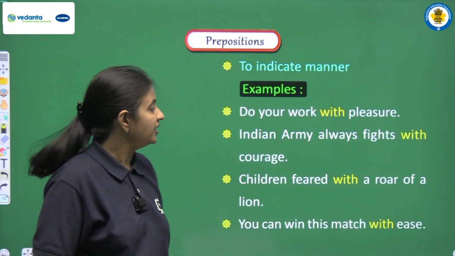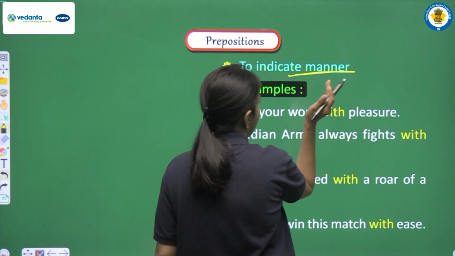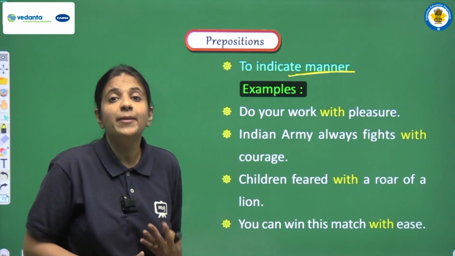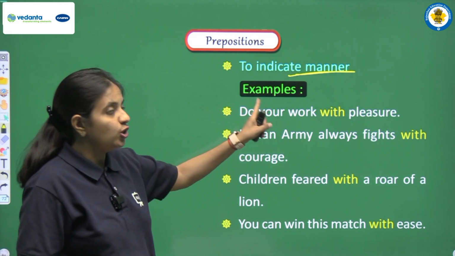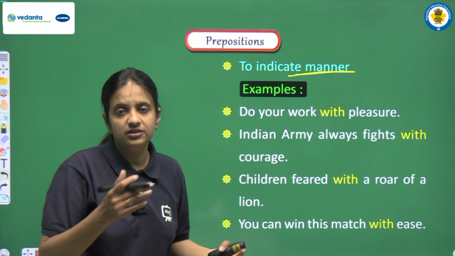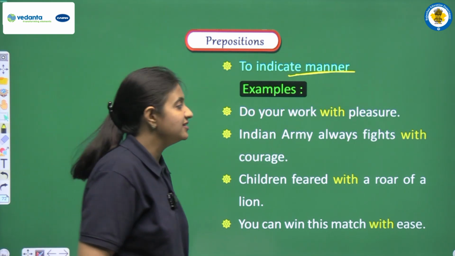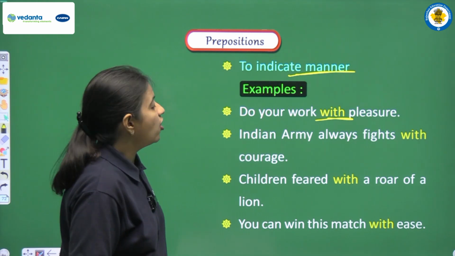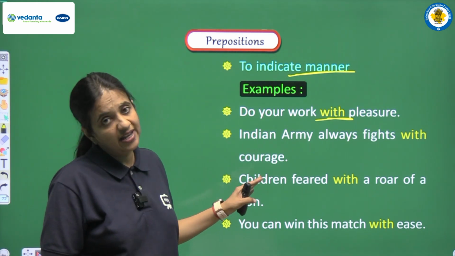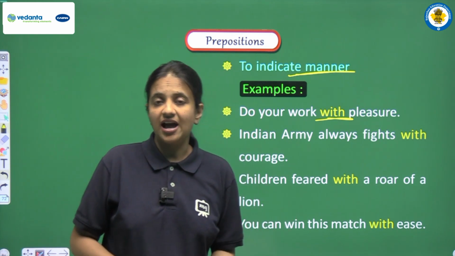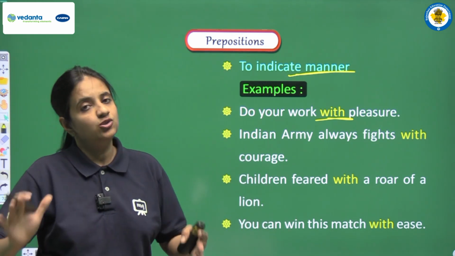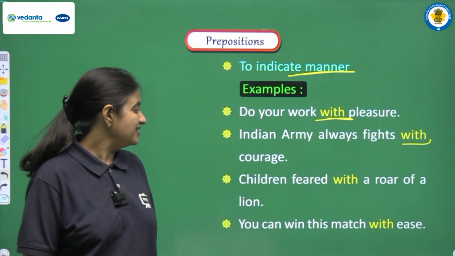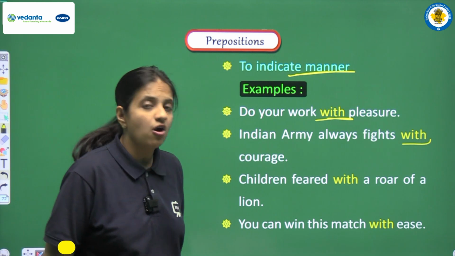Next, another use of with, it is used to indicate manner. How? Let's see. Do your work with pleasure. So here pleasure is a kind of manner, and we are saying that always do your work happily. So this is the manner that we are trying to show, and this is the reason we are using with here in this sentence. Next is, Indian army always fights with courage. So again we are trying to show the manner of Indian army, that they always fight with courage. So when we try to show the manner, then we can use with in a sentence. Next is, children feared with a roar of a lion.